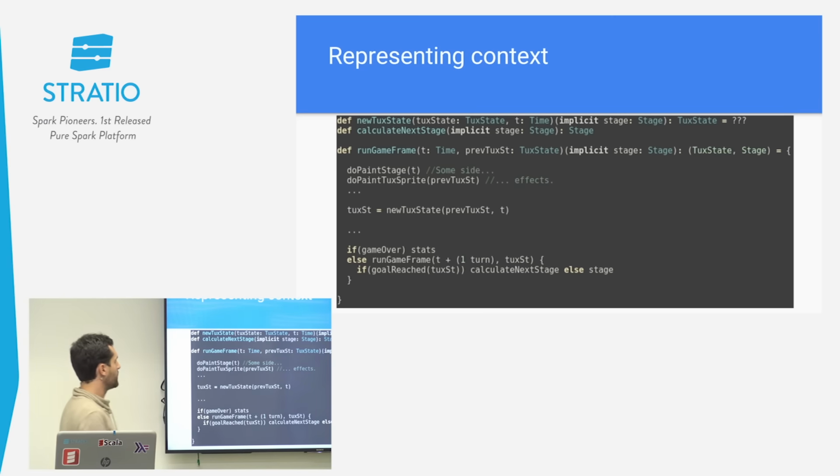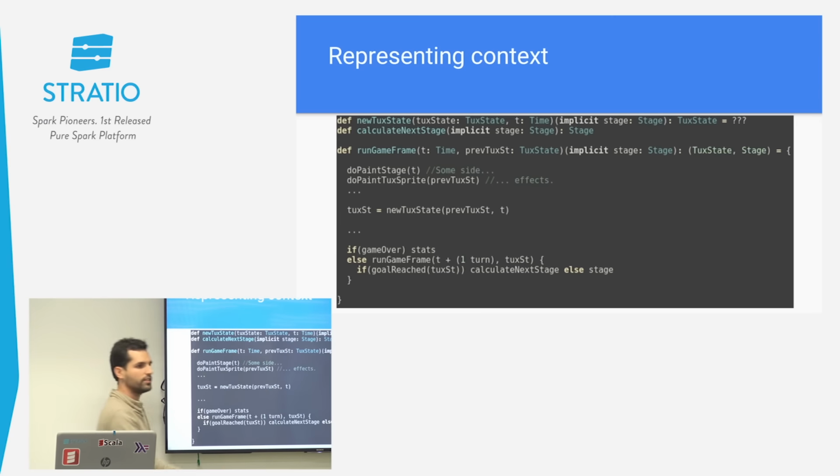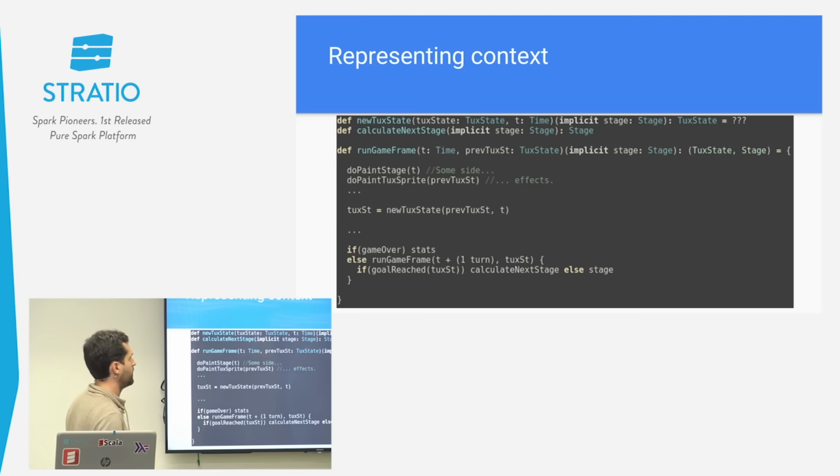On the other hand, not having implicit here will require you to write the stage and repeat it continuously. It's just like talking to a friend and repeating his name continuously. It would be stupid, wouldn't it? And that's a pretty widespread application of implicits for presenting context.